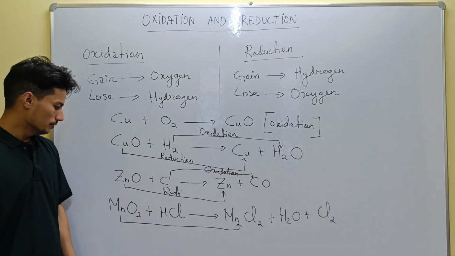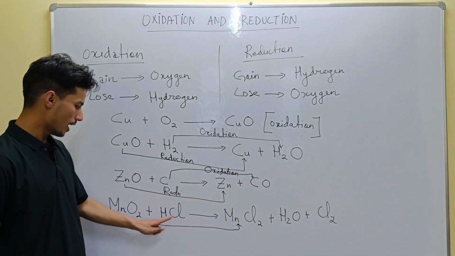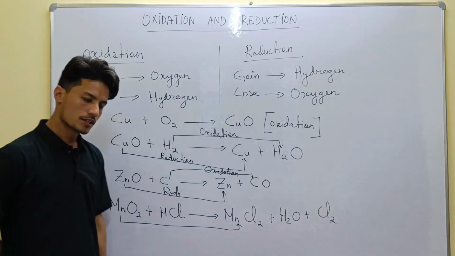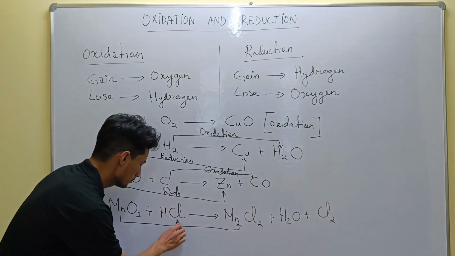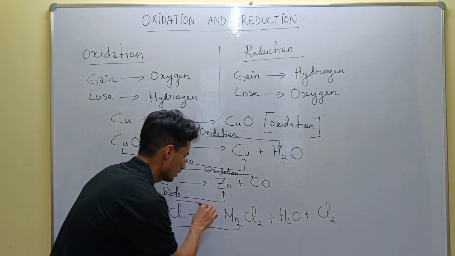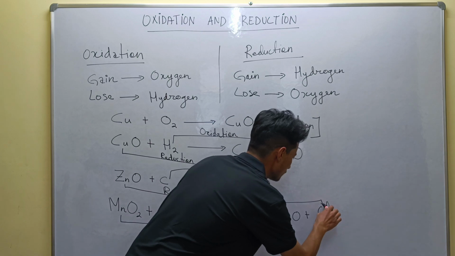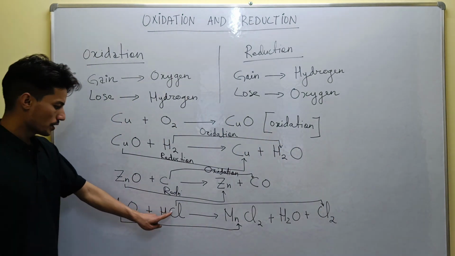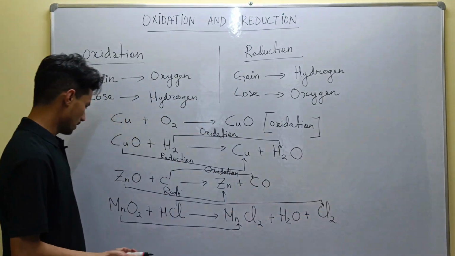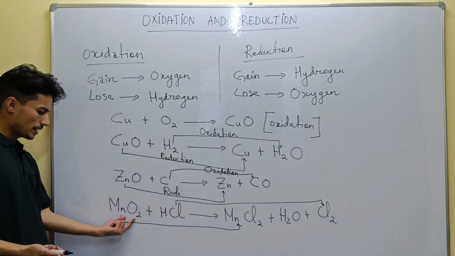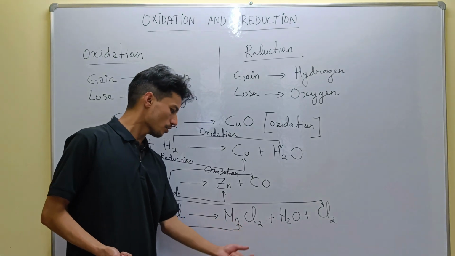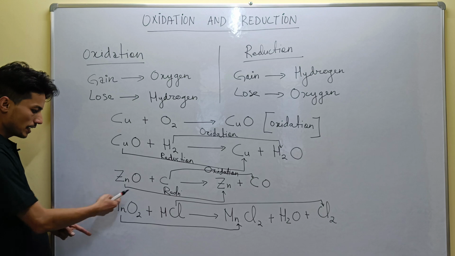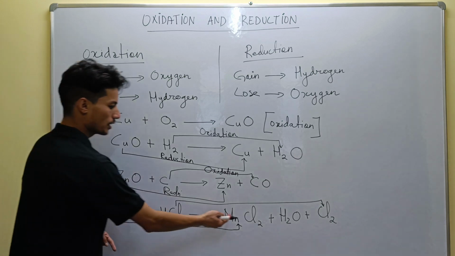Then next one. I see chlorine here and I see chlorine here. So I draw a line. Got it? Now this is manganese oxide, and this is now manganese chloride. See, manganese oxide, manganese with oxygen. It has got oxygen with it. Here I don't see the oxygen.